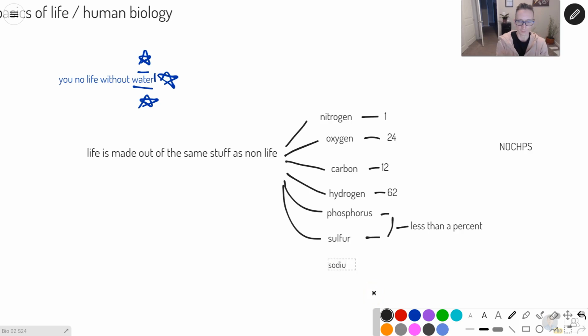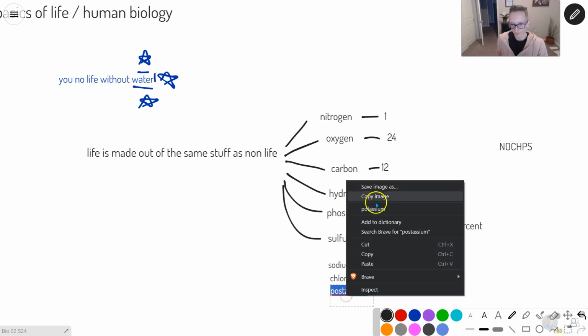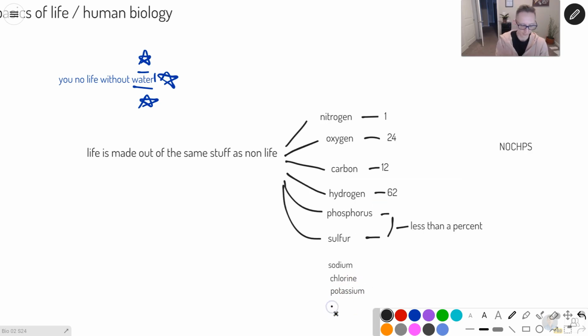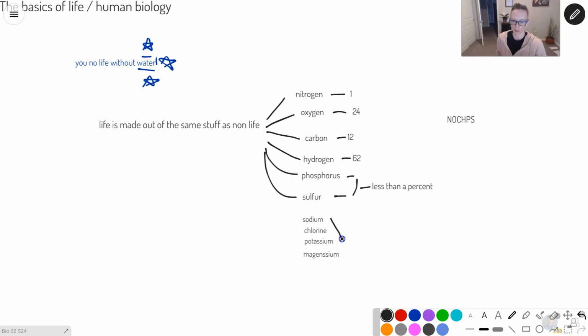Things like sodium, chlorine, potassium, magnesium, and so on and so forth. These are all also less than a percent. That's it. That's what human beings are made out of. Oh, we should probably also throw in calcium. That's what our bones are mostly made out of, calcium and phosphate.